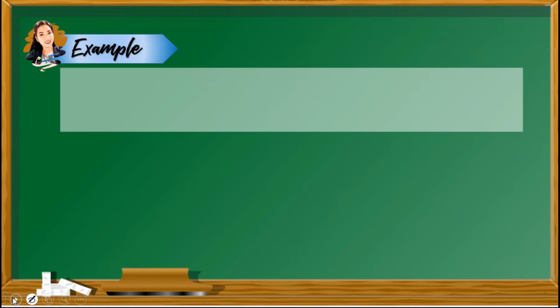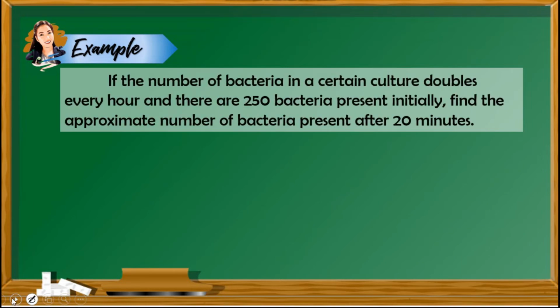Here is the example problem. If the number of bacteria in a certain culture doubles every hour, and there are 250 bacteria present initially, find the approximate number of bacteria present after 20 minutes. So here, the keyword is doubles. Therefore, this is under the doubling time.